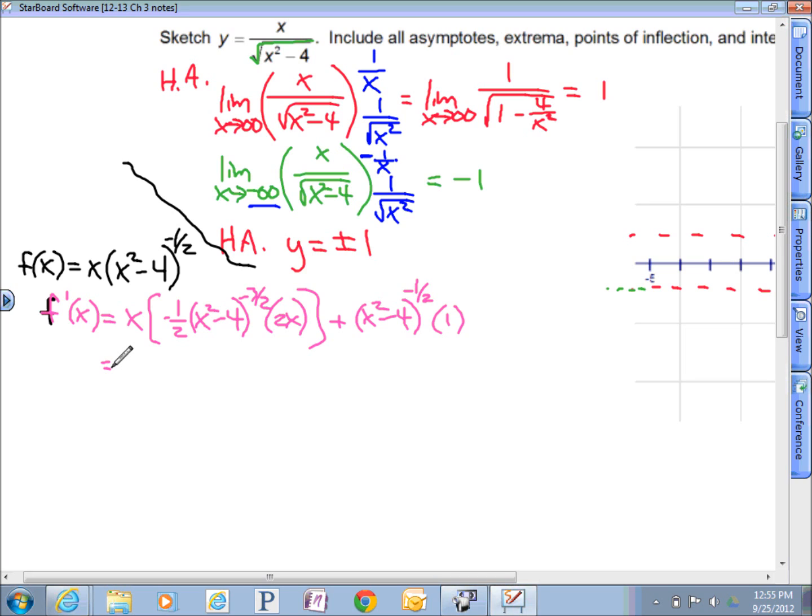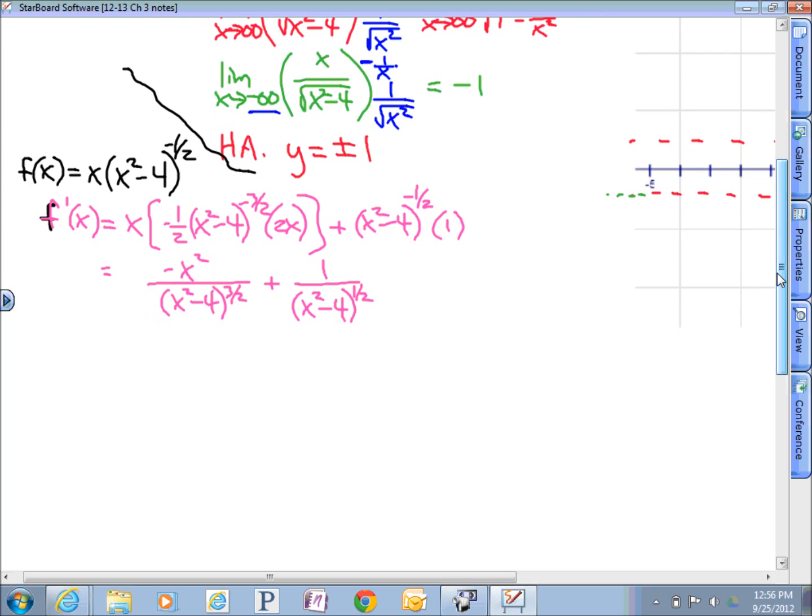So this first term is a fraction. It has an x squared minus 4 to the 3 halves in its denominator. In its numerator, those 2's cancel, there's a negative and an x squared. Plus, the second term has a fraction, and on the bottom of it there is an x squared minus 4 to the 1/2, and in the numerator, you already see the 1. So now, putting those two things together so I can come up with critical numbers and all that fun stuff, looks like I'm missing a common denominator. The common denominator would be x squared minus 4 to the 3 halves.